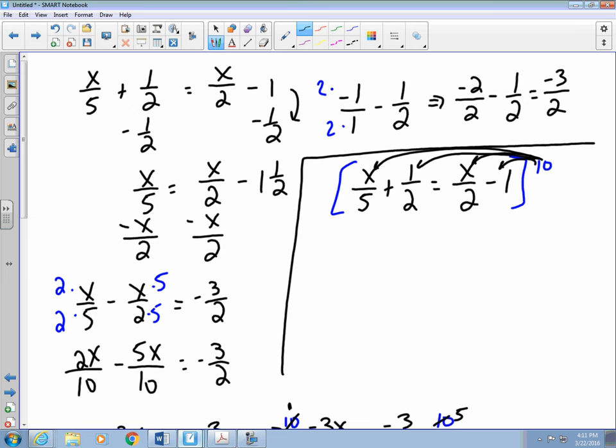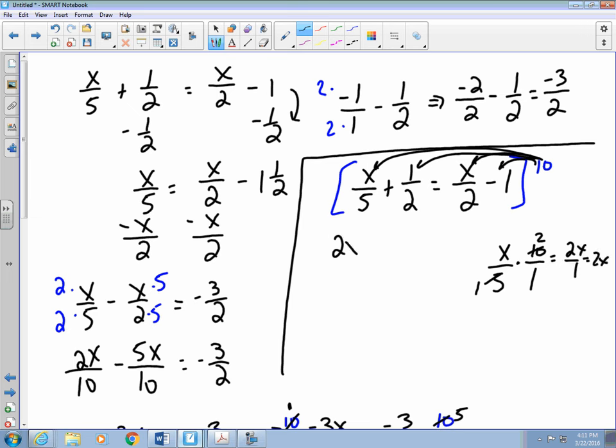All right, so again, the 10 is being multiplied to everything. So if I just focus on one thing at a time, on the left side, if I have x over 5 times 10, we can cross reduce, make that a 1 and a 2. So then you're just left with 2x over 1, which then again is just 2x.